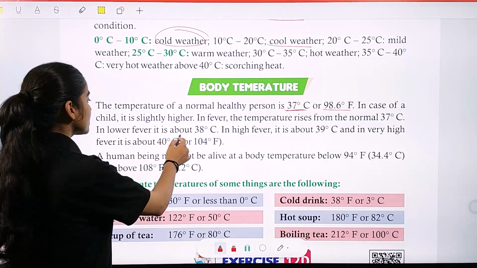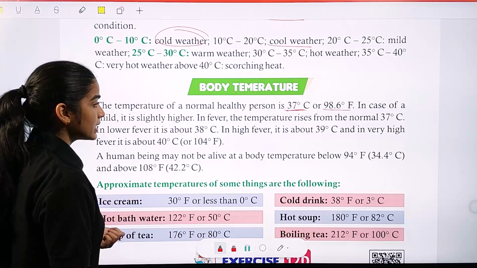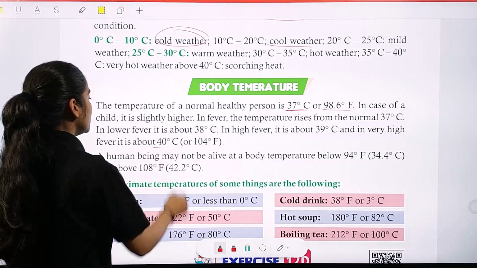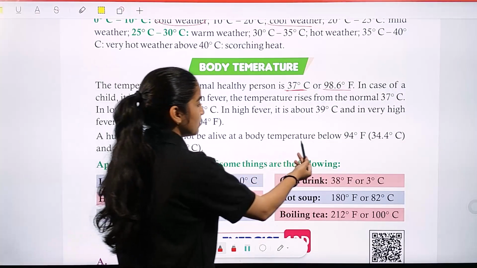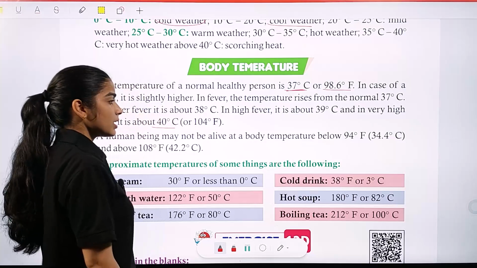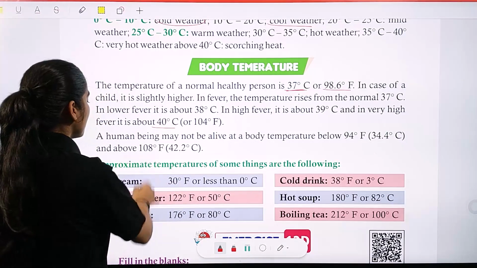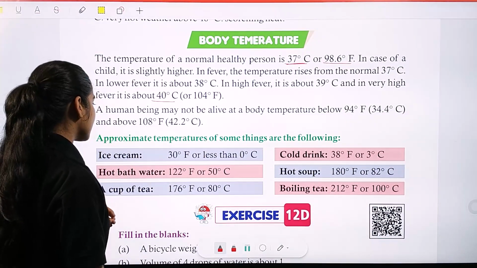In lower fever, it is about 38 degree Celsius. In higher fever, it is about 39 degree Celsius. And in very high fever, it is about 40 degree Celsius. A human being may not be alive at a body temperature below 94 degree Fahrenheit, which is 34.4 degree Celsius, and above 108 degree Fahrenheit, which is 42.2 degree Celsius.